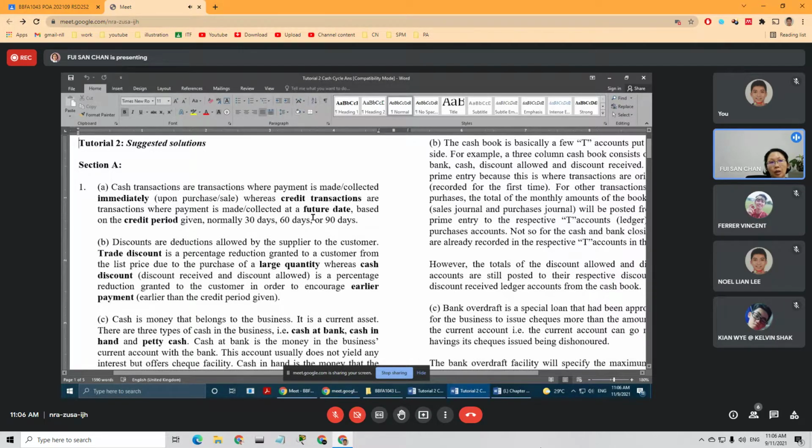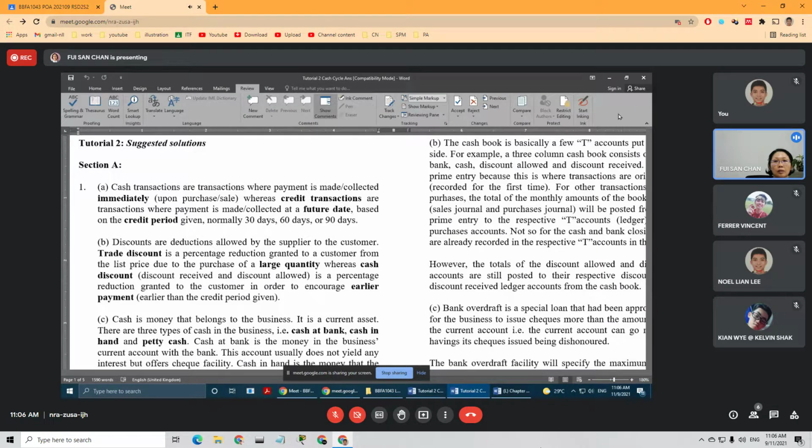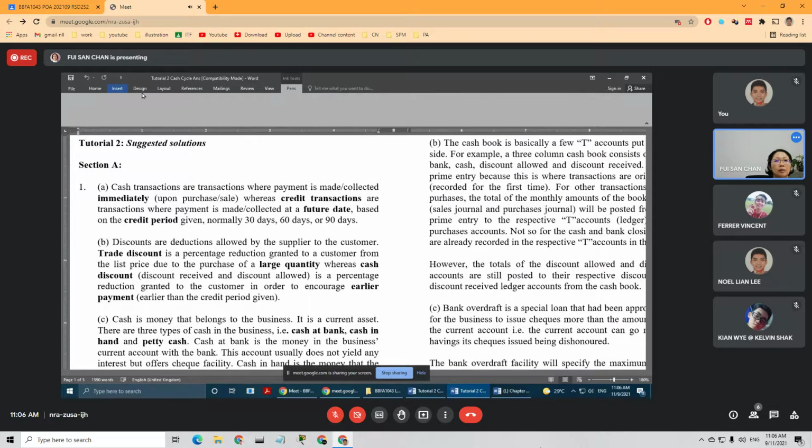So when it's a cash transaction, let's say it's a cash sale, your transaction will be debit cash, credit sales. When it's a cash purchase, it will be debit purchases, credit cash. But if it's a credit transaction, let's say you sell on credit to your customer, it will be debit your customer, meaning debit trade receivable, and credit sales account. So that's the difference.